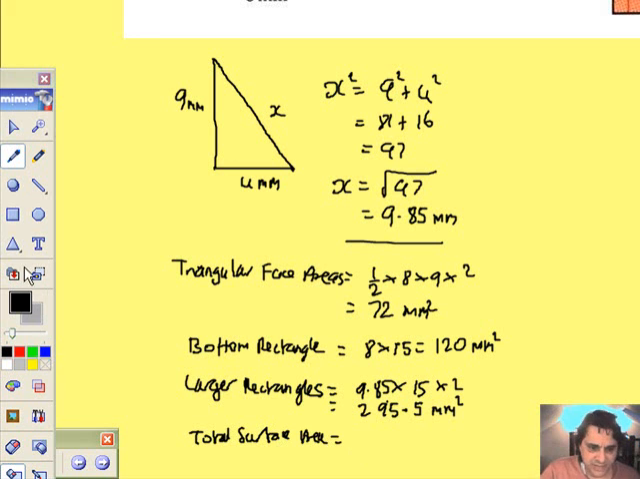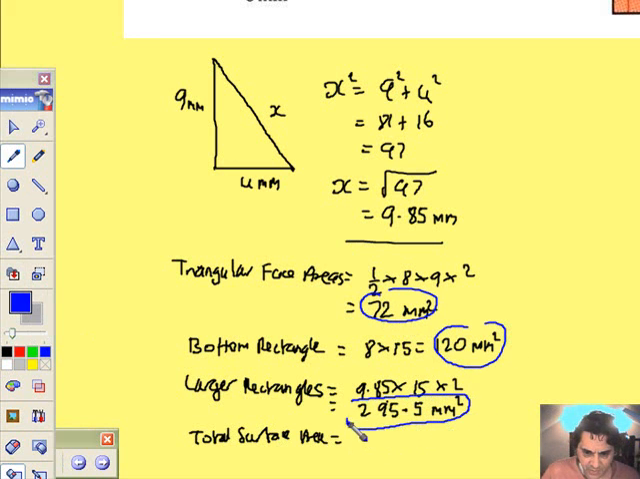So let's just highlight the bits that I need. If I go in blue, I need that, I need that, and I need that little bit there. Alright, add up those 3 numbers, so 72 plus 120 plus 295.5 approximately will give us, so 72, add on 120, add on 295.5.